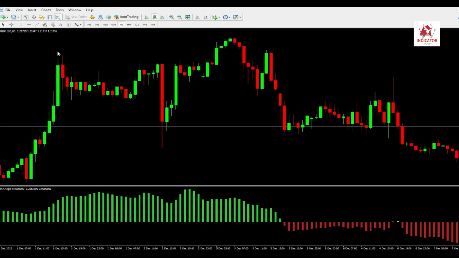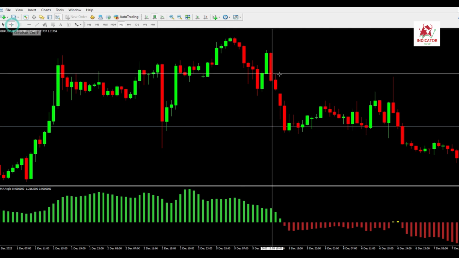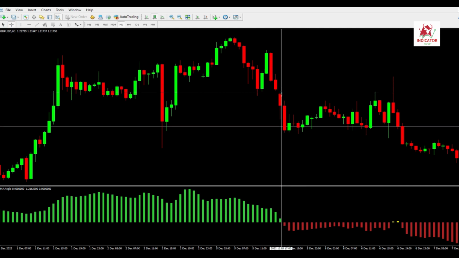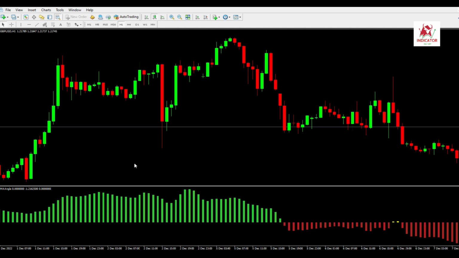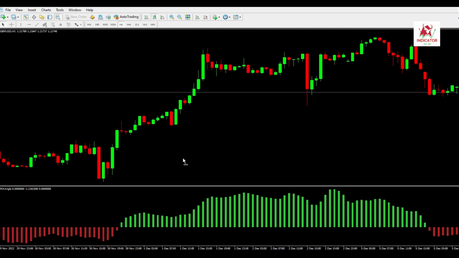The MAAngle indicator is based on a moving average. The indicator calculates the slope of the moving average to the horizontal line on each candlestick on the chart and, based on this, makes a conclusion about the current trend. The MAAngle indicator is a histogram, the color of the bars of which depends on the current trend. Red bars, downtrend; green bars, uptrend; the yellow bars mean flat.